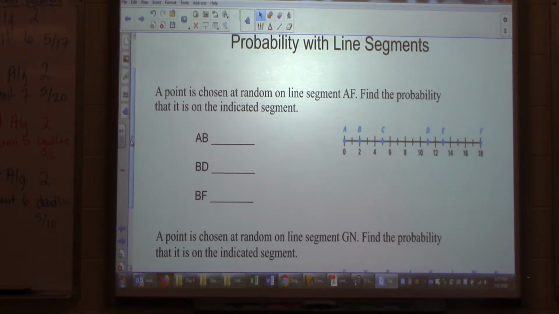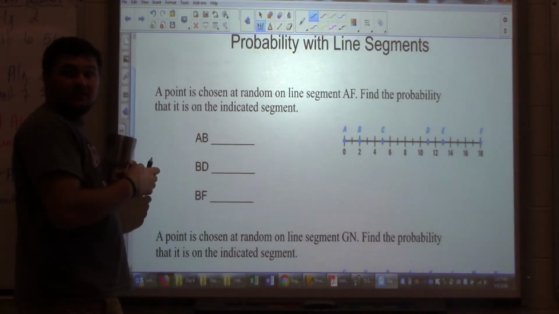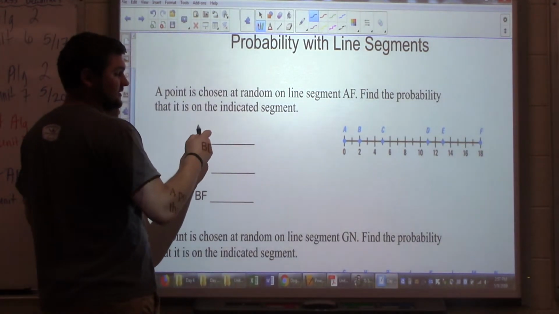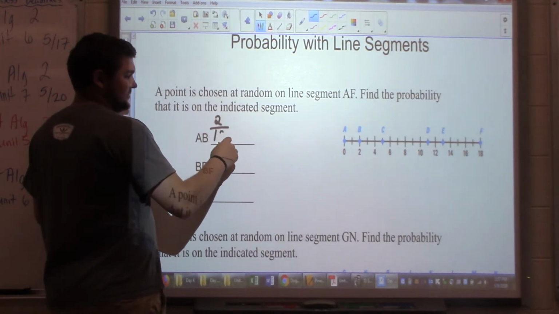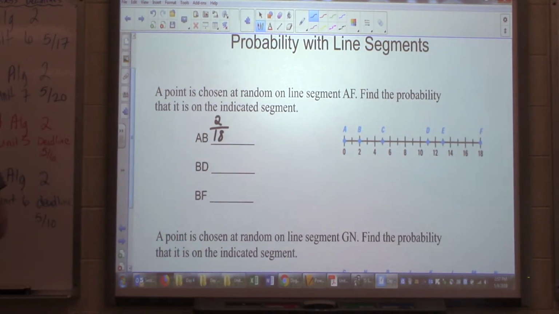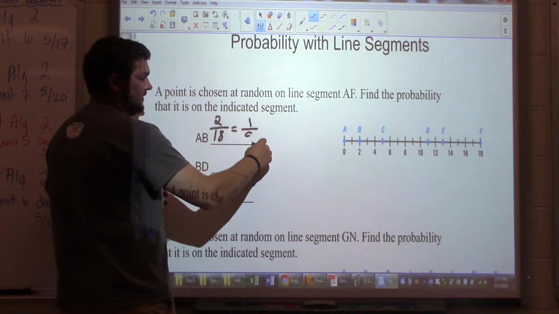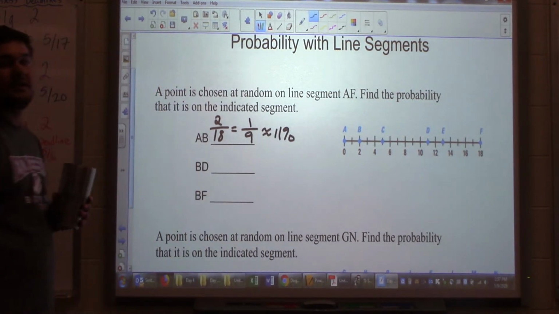2 over 18. How'd you do that, Ty? I took what we're trying to find, which is AB, so what is the favorable outcome, and I divided it by the total outcome, which is 18. Perfect, right? AB has a length of 2 over the total length of 18. So now we're going to reduce that to 1 over 9, which comes out to approximately 11%. Going right as a percent.